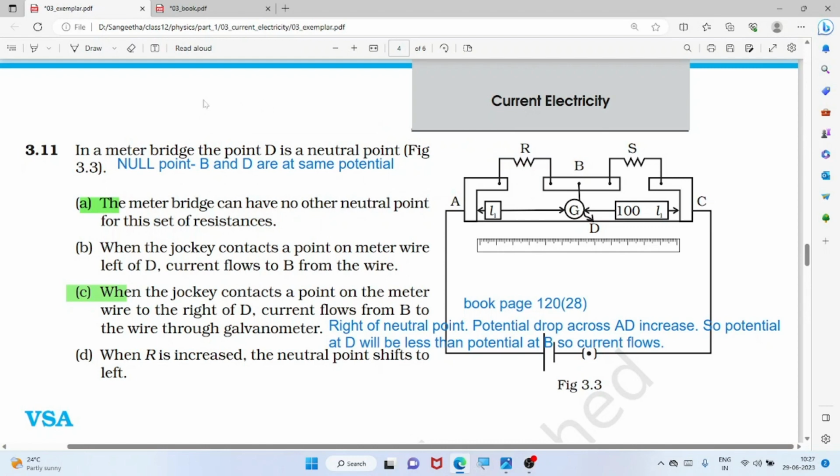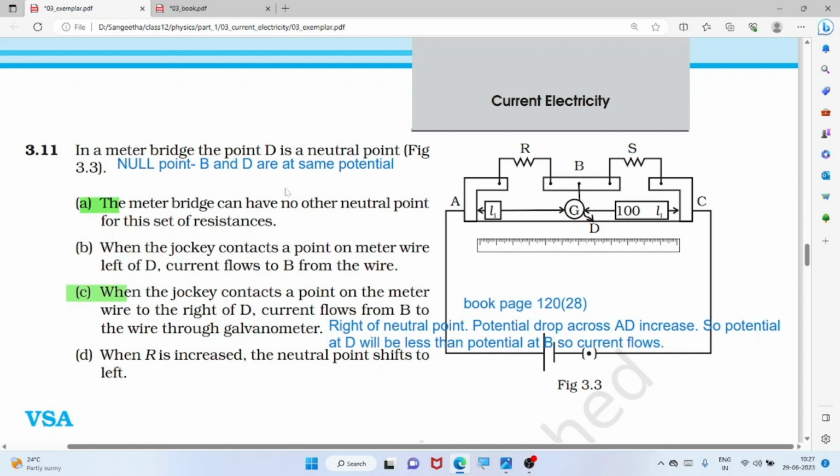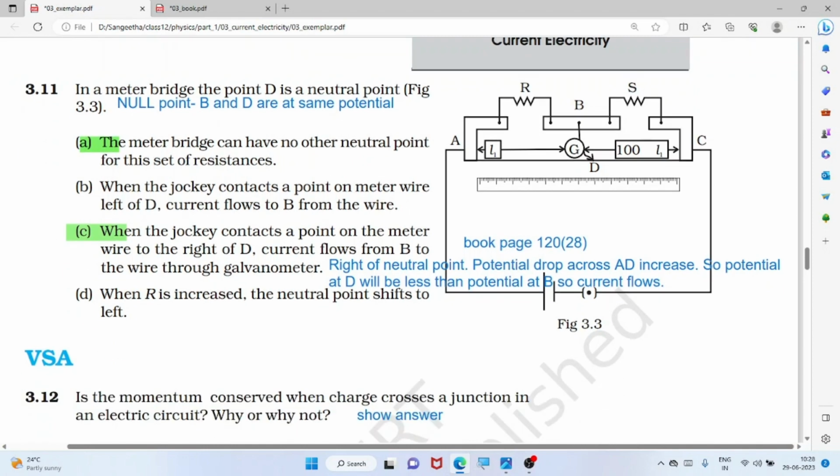Question number 11. In a meter bridge, point D is the neutral point. Neutral point means points B and D are at the same potential. The meter bridge can have no other neutral point for the same set of R and S. That is correct. When the jockey is moved, does current flow in the meter wire to the left of D? No, on the right of D only the current flows. When R is increased, the neutral point shifts to the left. No, that is not true.